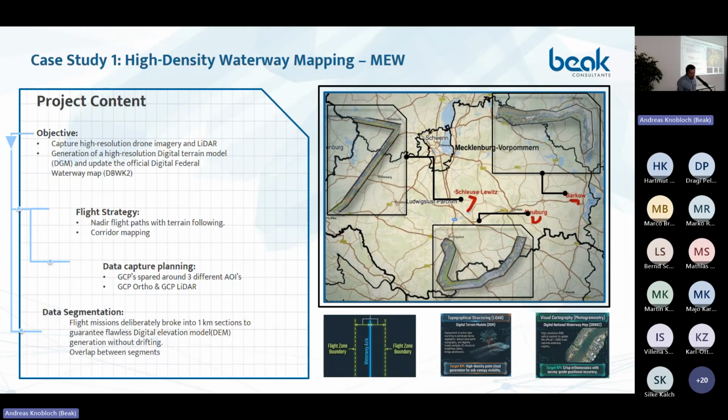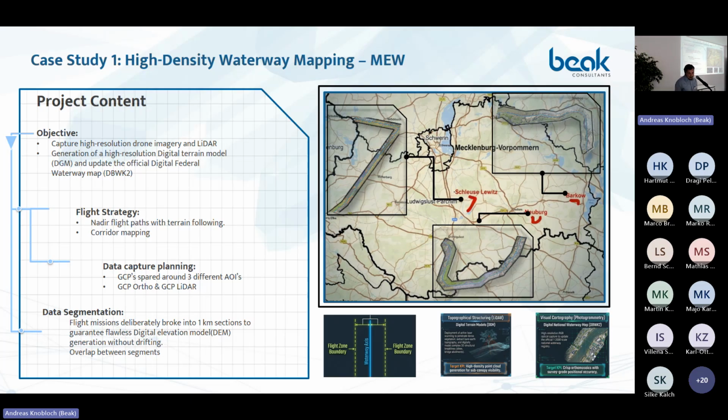The first goal of the first project was to capture high-resolution drone imagery and LiDAR. We needed to generate a high-detail terrain model and update the orthomosaic for the digital federal waterways. Because there are 3 areas of about 10 kilometers each, we chose to do a nadir flight, which means the camera and the sensor are pointed 90 degrees down. For this case, we chose to do corridor mapping instead of the normal polygon mapping.